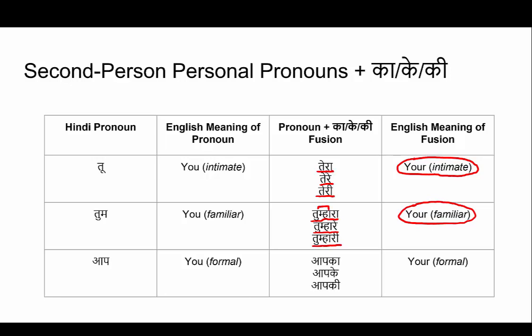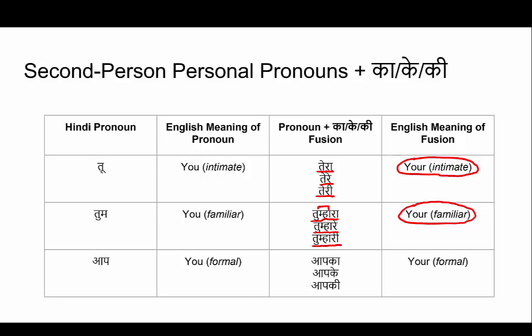So, mera, hamara, tera, tumhara. If the noun being possessed is a plural masculine noun, we use the possessive pronoun ending in an a sound. So, mere, hamare, tere, tumhare. If the noun being possessed is a feminine noun, we use the possessive pronoun ending in an e sound. So, meri, hamari, tumhari, teri.